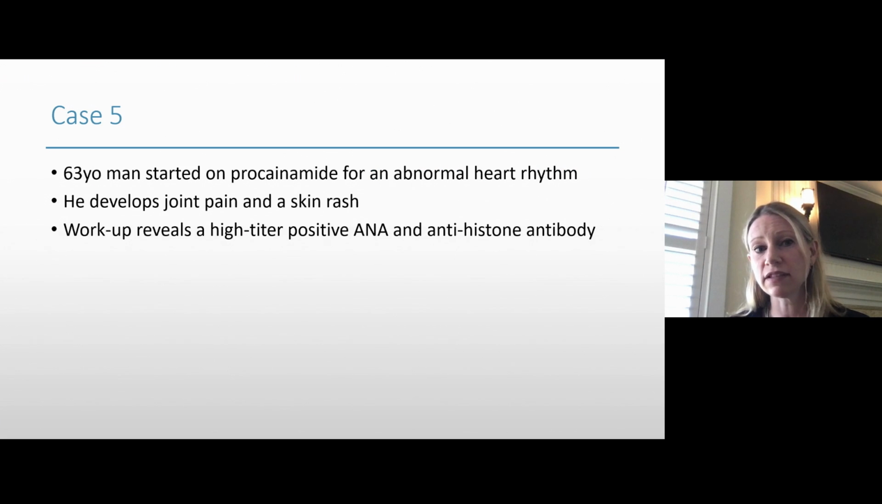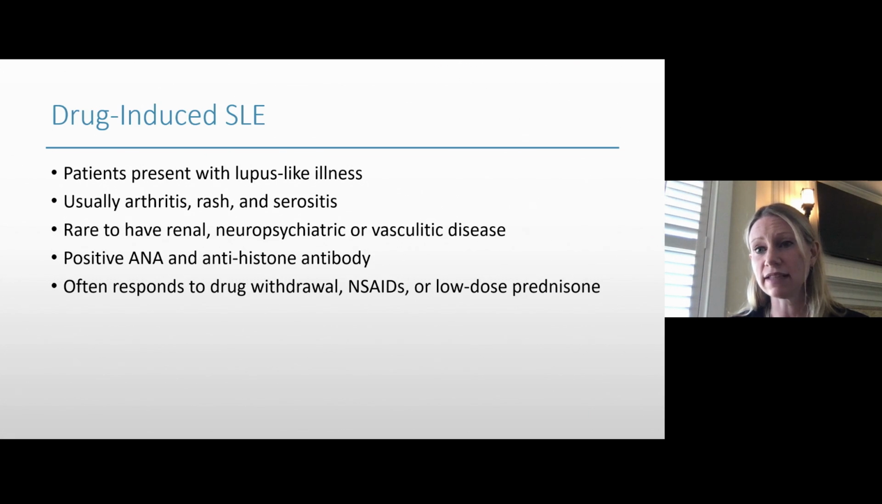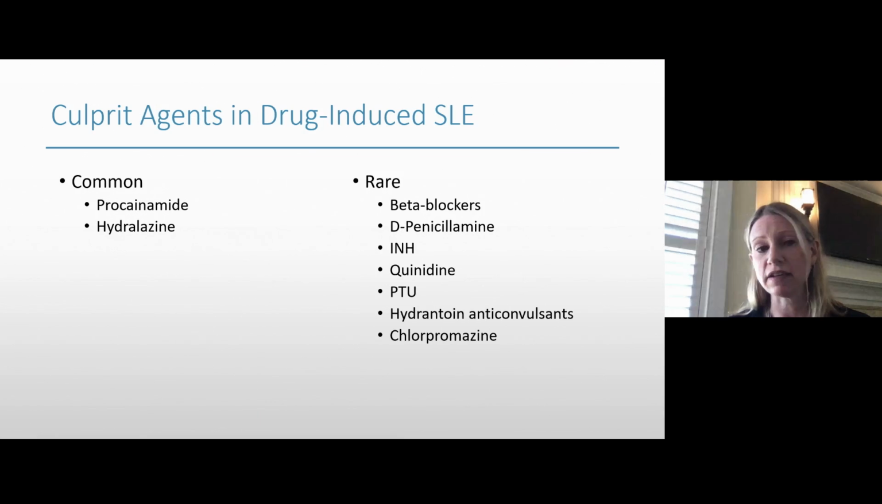So case 5, a 63-year-old man started on procainamide for an abnormal heart rhythm. He develops joint pain and a skin rash. Workup reveals a high titer positive ANA and antihistone antibodies. So this is a classic example of drug-induced lupus. Patients present with lupus-like illness. They usually have arthritis, rash, and serositis. It's rare to have renal, neuropsychiatric, or vasculitic disease. Positive ANA and positive antihistone antibody is uniformly found, or nearly uniformly. And this often responds to drug withdrawal, NSAIDs, or low-dose prednisone.